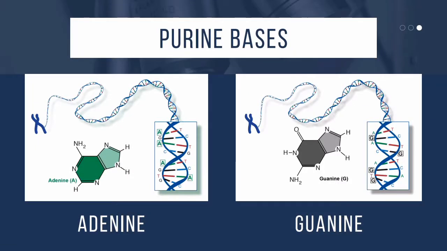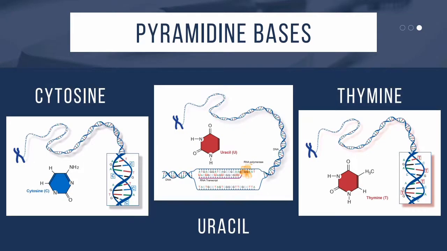In this structure, adenine and guanine have a fused ring skeletal structure derived from purine, hence they are called purine bases. Similarly, the simple ring structure of cytosine, thymine, and uracil is derived from pyrimidine, so they are called pyrimidine bases.